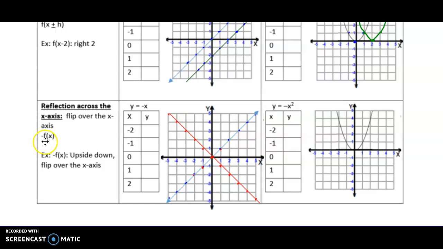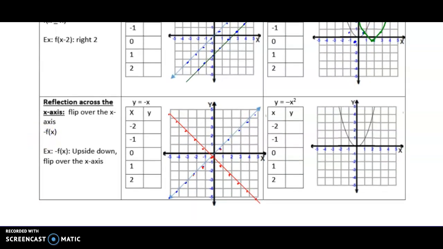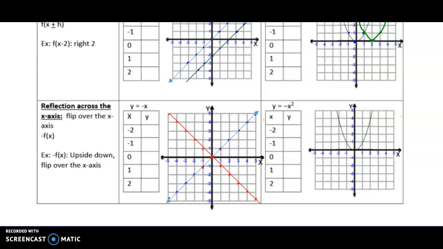Notice this negative is out in front of the parentheses. That signifies that you're taking the entire equation and making it negative. So for this last one here, that's the parabola, if I make that entire equation negative, all the points are just going to again reflect. So find your original points. We'll do the table for this one too. If you don't need the table, you don't need to use it. It's just there if you need it.